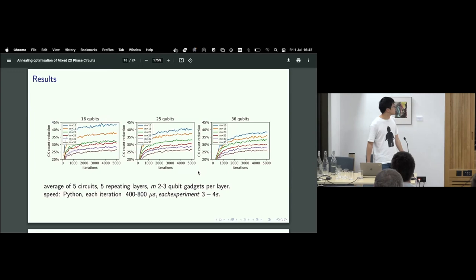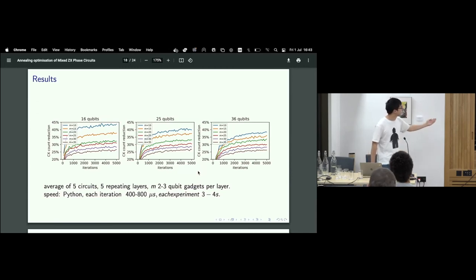For each data point, we took an average of 5 circuits. We had 5 repeating layers in the benchmarking, and each layer had between 10 and 35 phase gadgets. For each phase gadget, because we want to be realistic, we applied 2 to 3 legged phase gadgets locally. Then we applied the annealing optimization described just before, and the result was we removed the last CNOTs. So this is the graph.